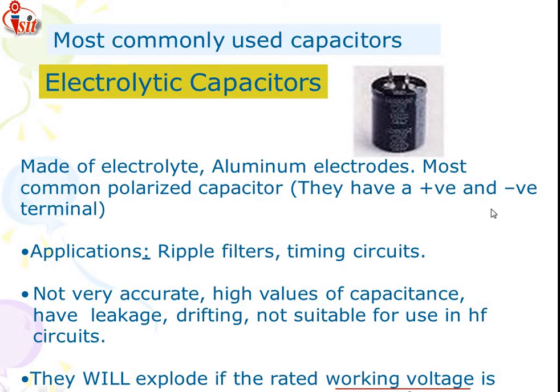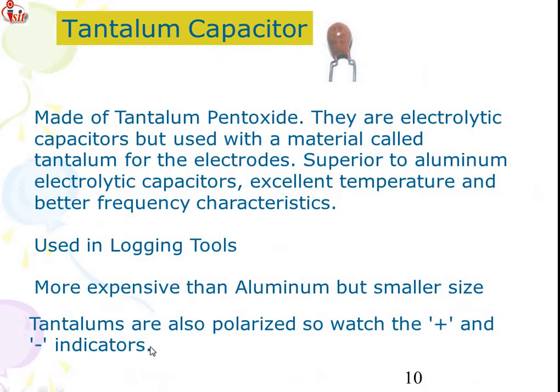They have a positive and a negative terminal. Applications: ripple filters and timing circuits are the applications of the electrolytic capacitor. Not very accurate. High-value capacitance has leakage and drifting, and is not suitable for use in HF circuits. They will explode if the rated working voltage is exceeded.